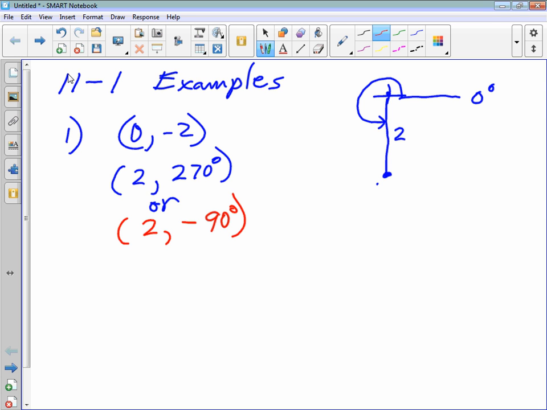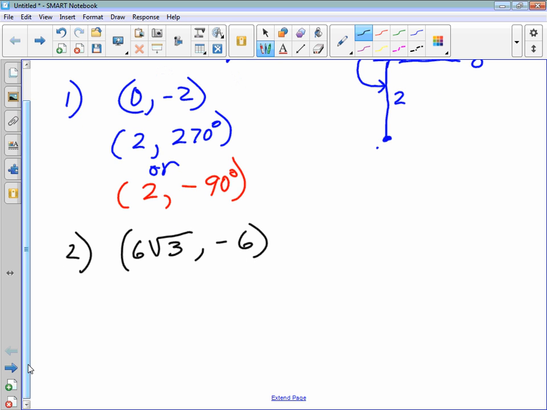Let's try another one. Number 2, example. How about one with a radical? I know you all love radicals. (6√3, -6). Another rectangular coordinate. We're familiar with those. Again, draw a picture. It is just a little sketch is all you need. Starting at the origin, if you go out your x coordinate, 6 times the square root of 3, that's about 10-ish. And then -6, so it wouldn't be quite as long. Look like that.